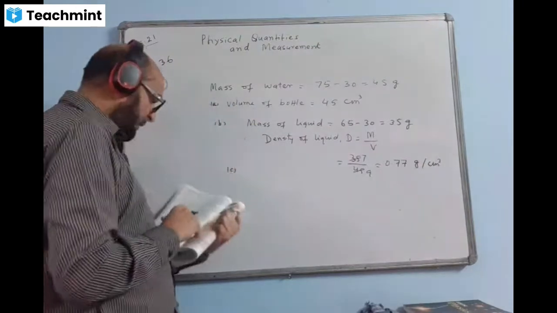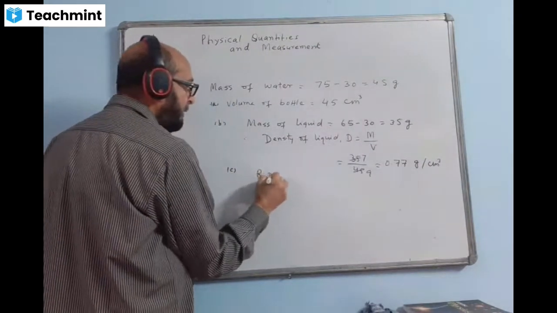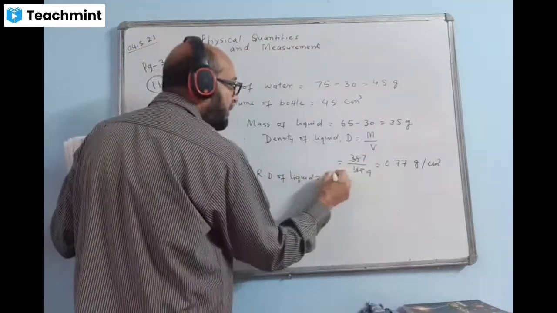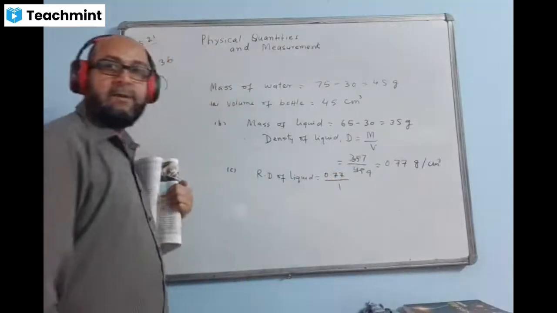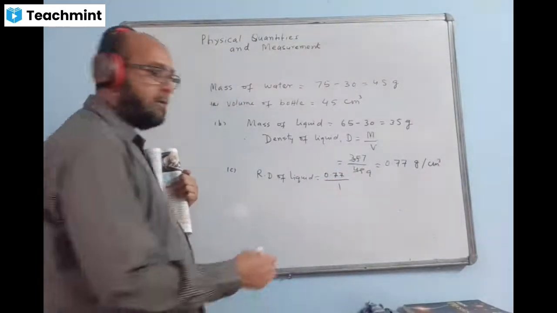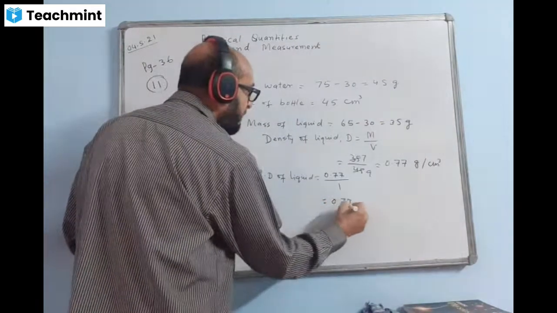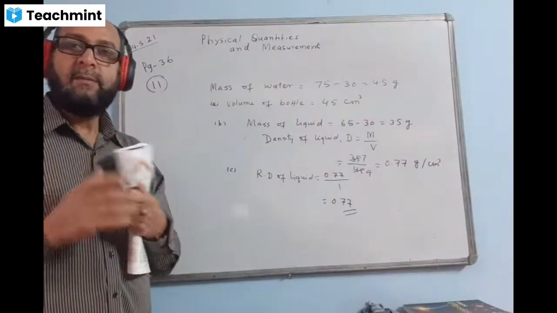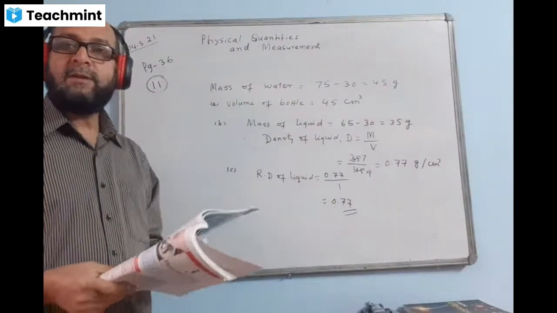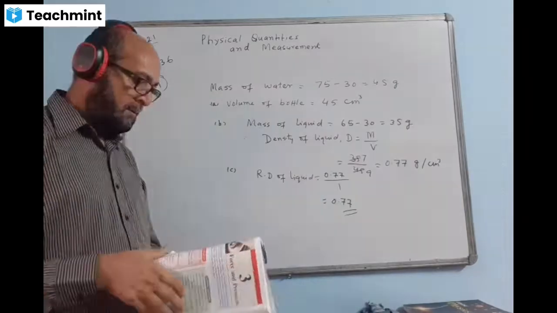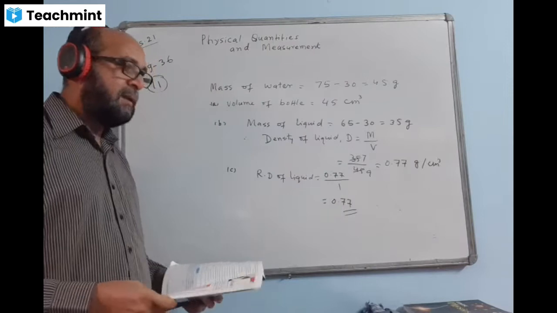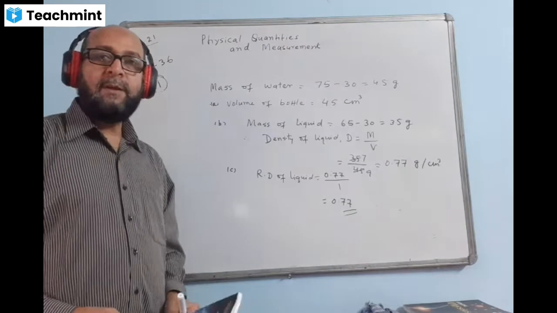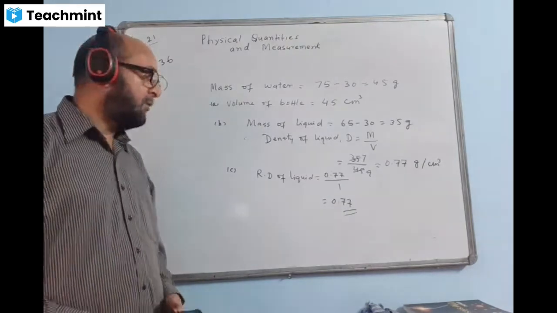Now part C, the relative density of liquid. RD of liquid is equal to the density of the liquid, which is 0.77, divided by the density of water, which is 1. Now the answer will come the same, 0.77, without any unit. So this is the answer. Density of water is always 1 gram per centimeter cube, and in kg, 1000 kg per meter cube.